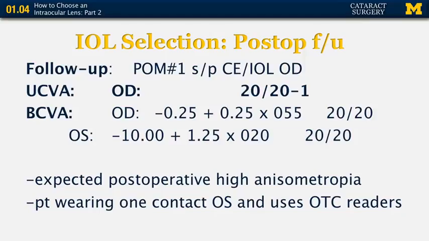Here to give a little bit of a wrap-up on our real-time case, at post-op month 1, we had an uncorrected visual acuity of 20/20 in that right eye. As expected, we had marked anisometropia. In that left eye, we still have that refraction of -10, and our patient, as anticipated, went on to use 1 contact in his left eye and used over-the-counter readers and was quite satisfied with that outcome.